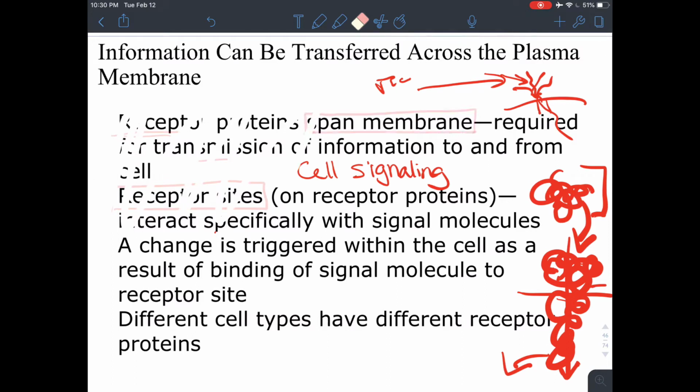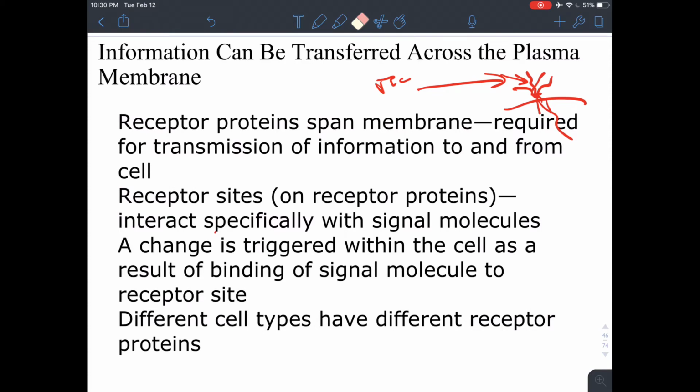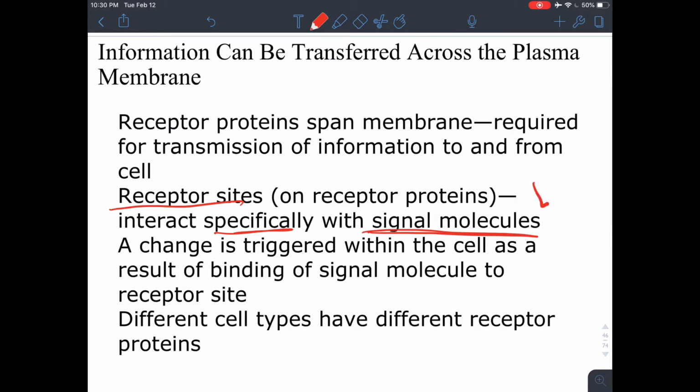And we'll talk more about that when we get into, I think, chapter 4, and how different cells have different functions within the body that they perform. But for this specific lecture, I just want you to know and understand that these receptor sites interact specifically with some sort of signaling molecule, which I called a ligand. And then that ligand triggers a change within the cell, and something happens within that cell.